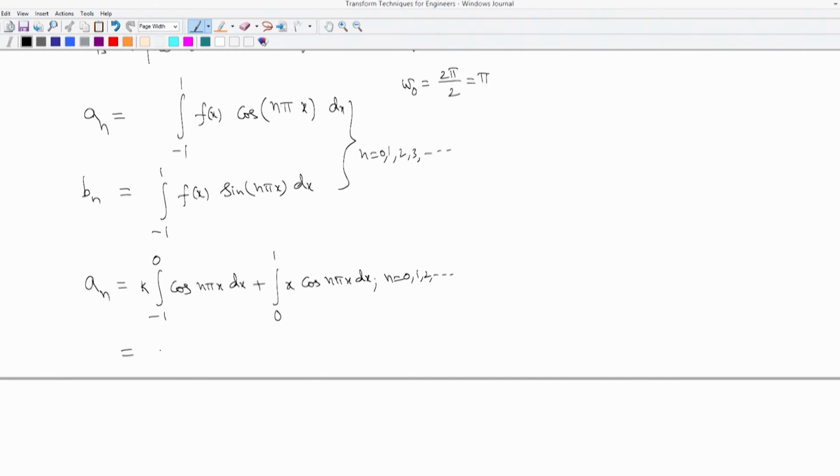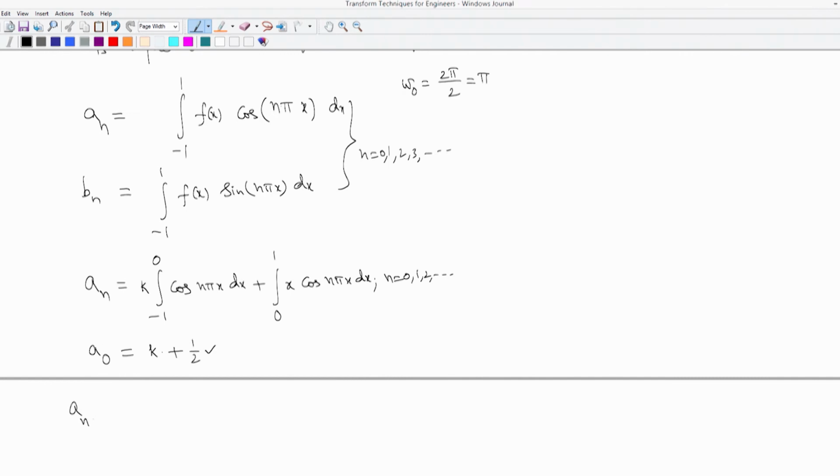If n equal to 0, let us start with a_0. For a_0, you put n equal to 0, cos 0 is 1. So it is 1 integral. So k times 0 minus 1, so it is k, plus, and here, simply when you put n equal to 0, this is x square by 2, so it is half. So this is your a naught.